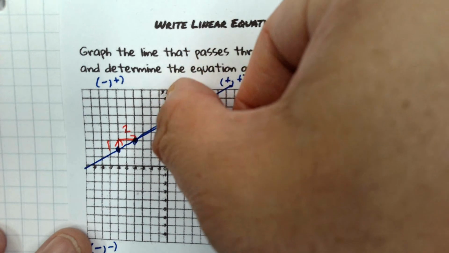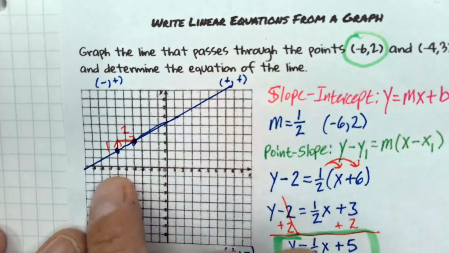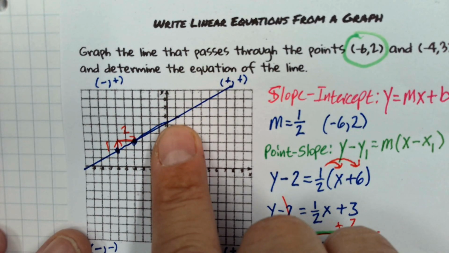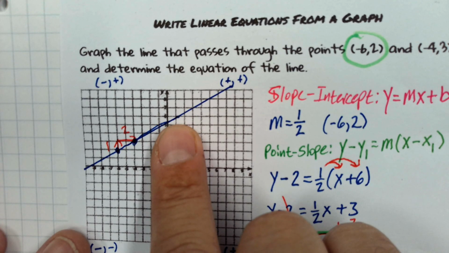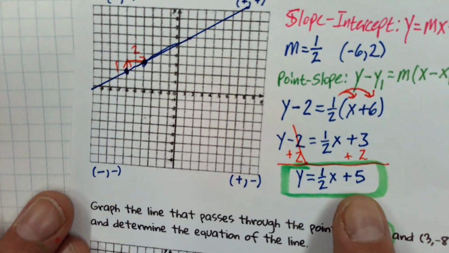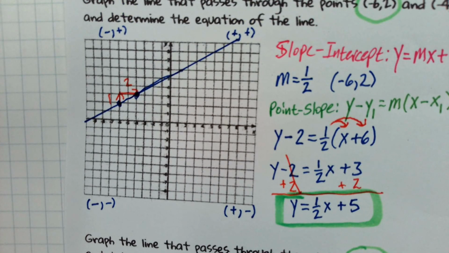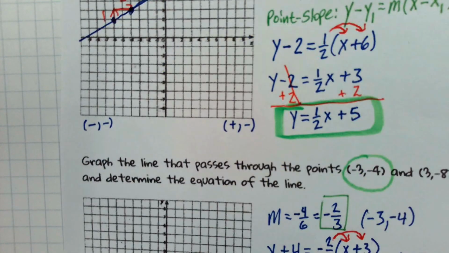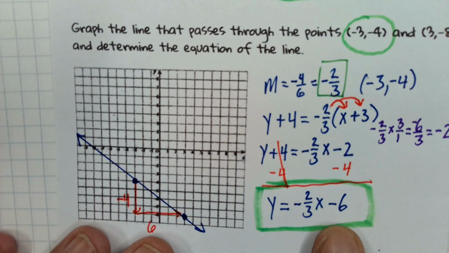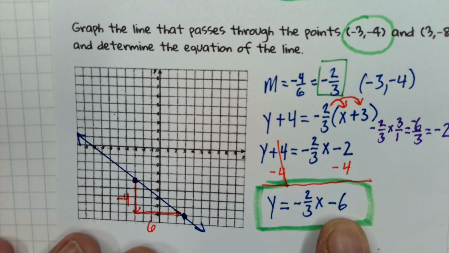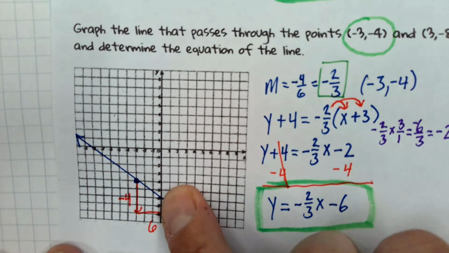Here's the y-axis. What number did it cross at? At 5. At 5, right? What number do we have here? 5. That's not a coincidence, by the way. Let's see if that works out. What's the y-intercept number here? 6. Look at this line. Where does it cross the y-axis? 6.